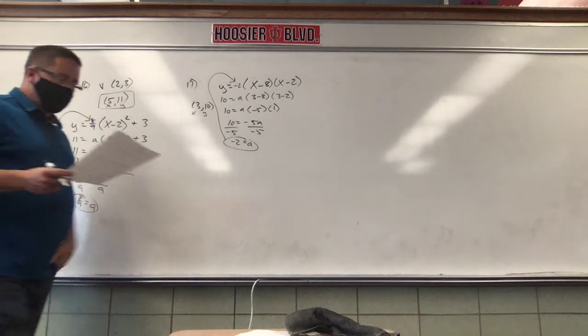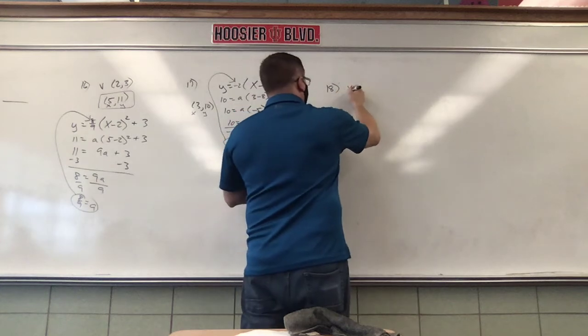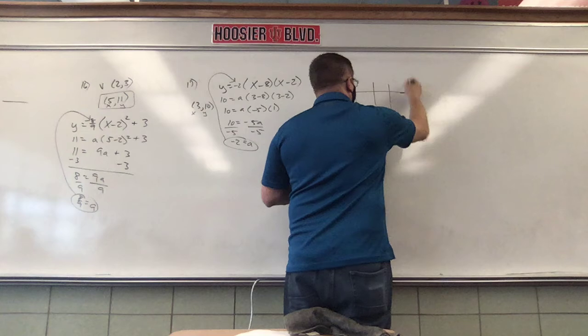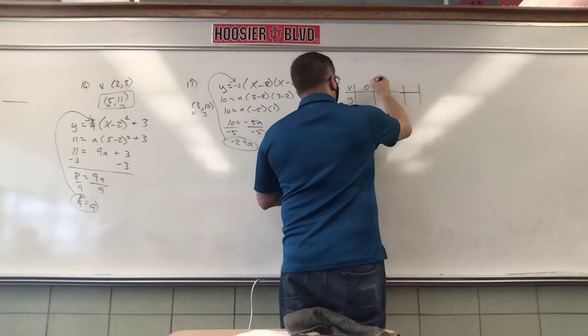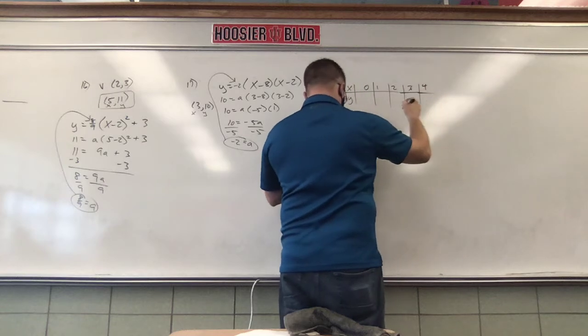All right. So on number 18, we have x, y, and there's gonna be 3 of these type questions. They're not necessarily in this order though. 0, 1, 2, 4. And then what? 20, 40, 80.